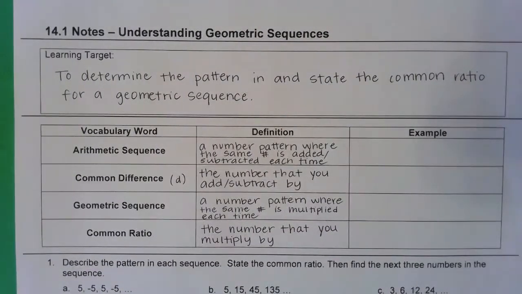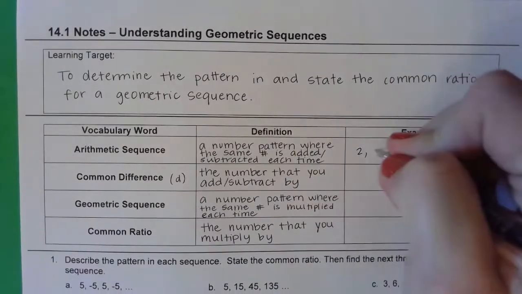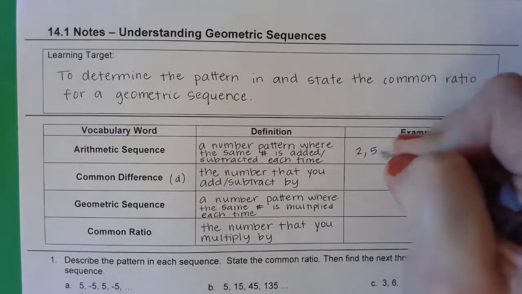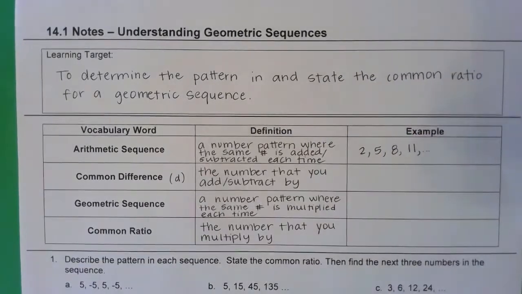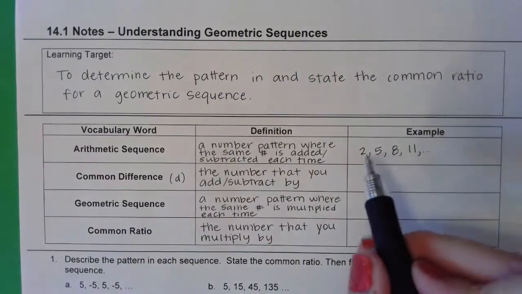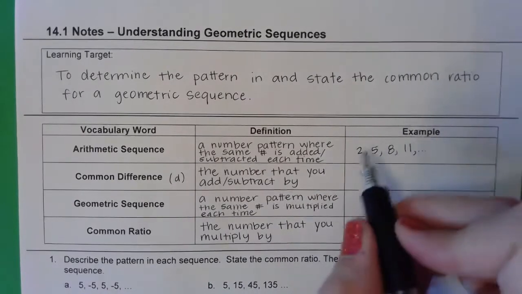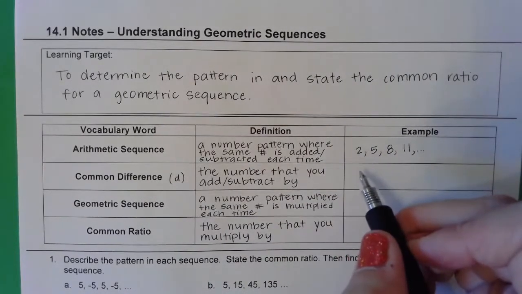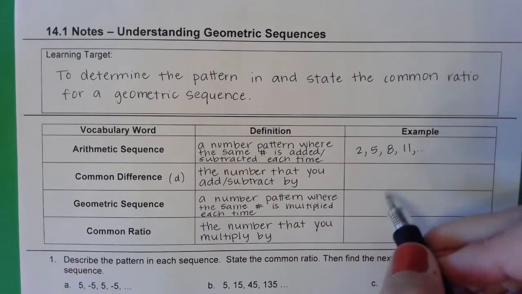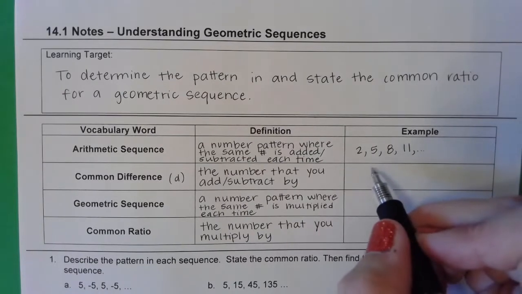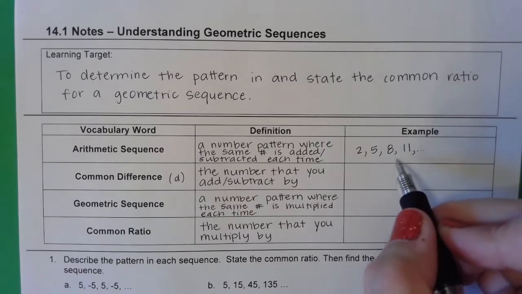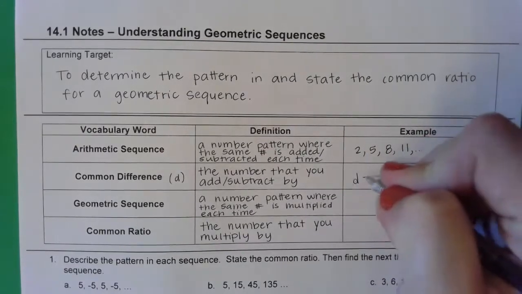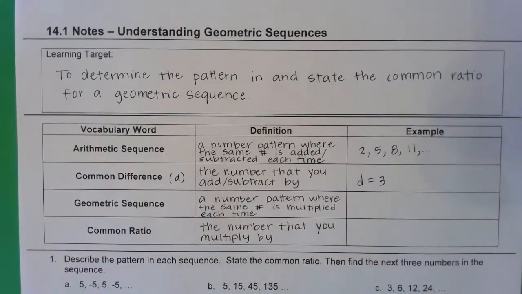So let's say, for an example, our number pattern was 2, and then 5, and then 8, and then 11, and then the dot dot dot means that it keeps going. We can look at the difference between each of these numbers to figure out what number we're either adding or subtracting each time. This list is getting bigger, so we know we're adding by a number. And let's see, to get from 2 to 5 we add 3, to get from 5 to 8 we add 3, and to get from 8 to 11 we add 3. So we would say for that list the common difference is 3.